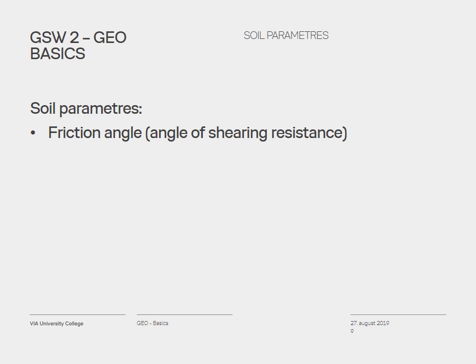The friction angle, or the angle of shearing resistance, uses the Greek letter phi. Sometimes we write PL for plane. Sometimes we write TR, that's for the triaxial. So if you've tested the soil in the laboratory and found the triaxial friction angle, you can write phi TR.